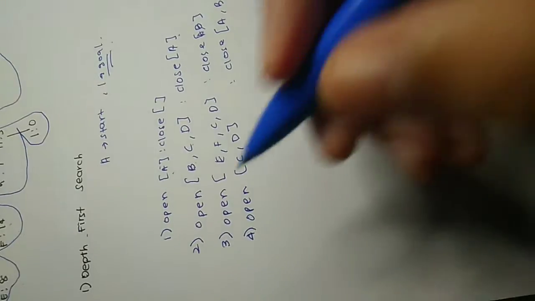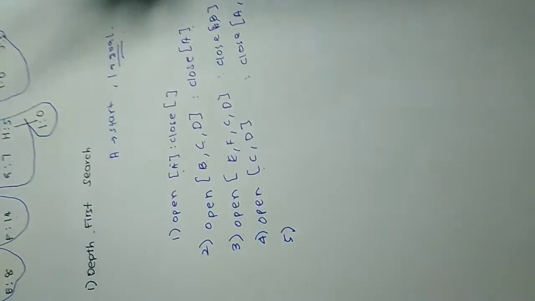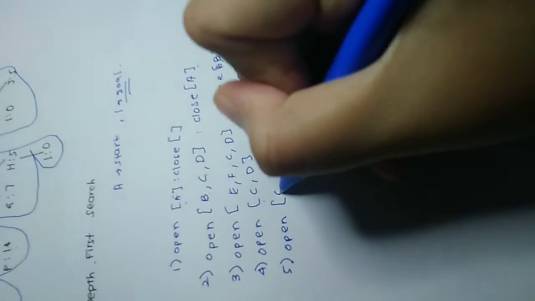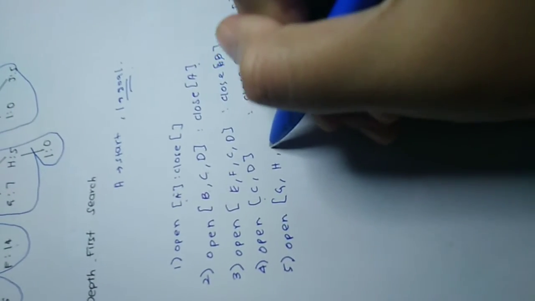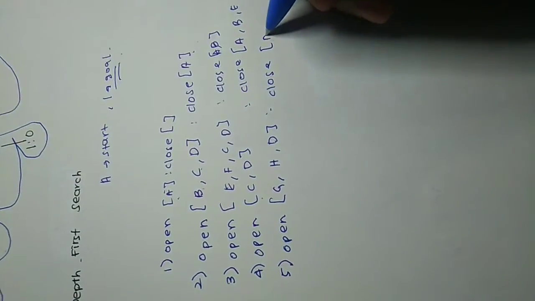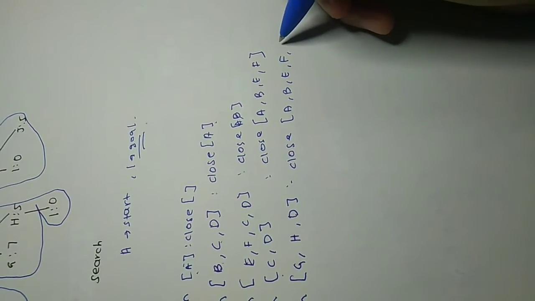Right? And then the next step is C. Under C you have G and H. So G, H, and then D. You can close your C. Make sure to write it down following the previous answer. So C.